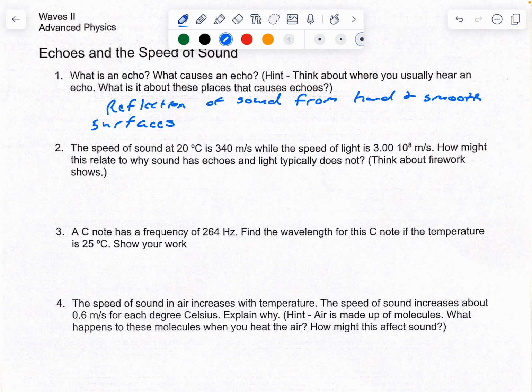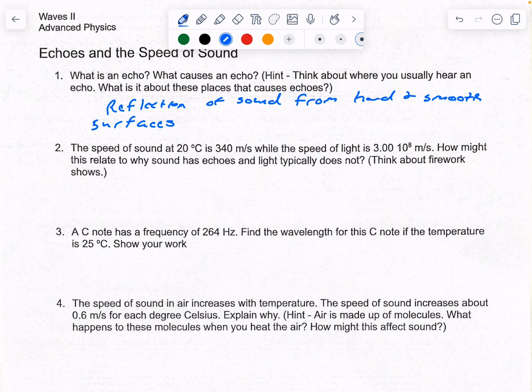surfaces. So the speed of sound at 20 degrees Celsius is 340 meters per second, while the speed of light is 3.00 times 10 to the 8 meters per second. So how will this relate to why sound has echoes and typically light does not? If sound is a wave and light is a wave, wouldn't light naturally behave like an echo? So the truth is it does.